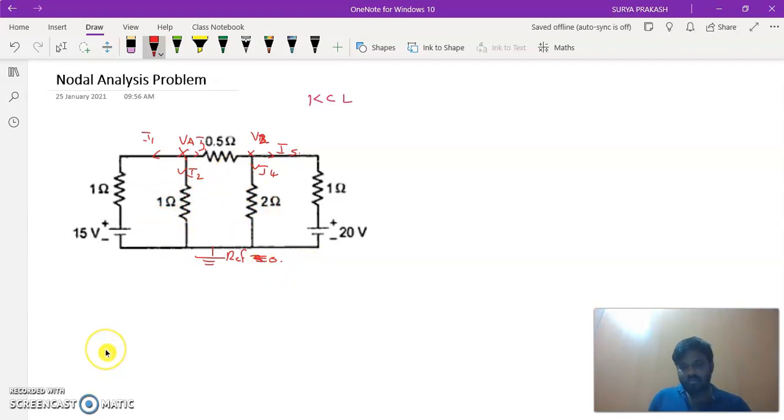Now we are going to find the current equation for this particular node VA. We can take the current as coming out from this junction point. So minus I1, minus I2, and minus I3 is equal to 0. So this is the current equation for this particular node VA.